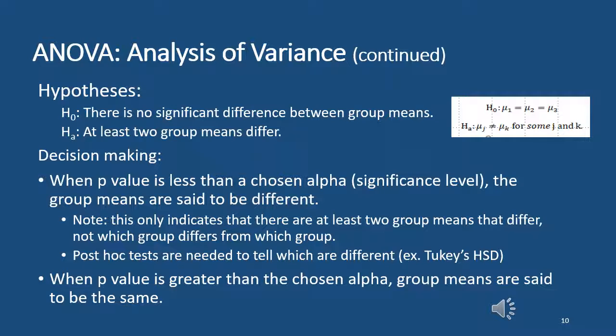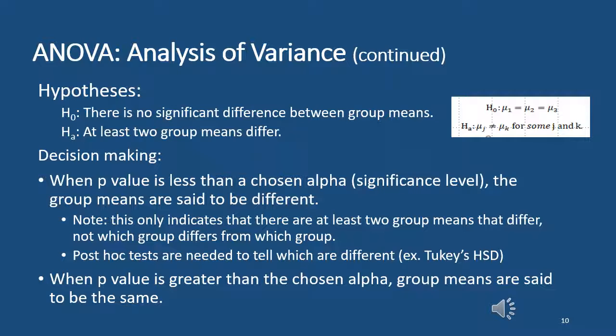When you're making your decision about your results, you would look at your p-value, and if it is less than your chosen alpha, your significance level, the group means are said to be different. But this only indicates that there are at least 2 group means that differ, not which group differs from which group. So you have to run post hoc tests that tell you which are different. When you're reporting the results, it's important to include the post hoc analysis.